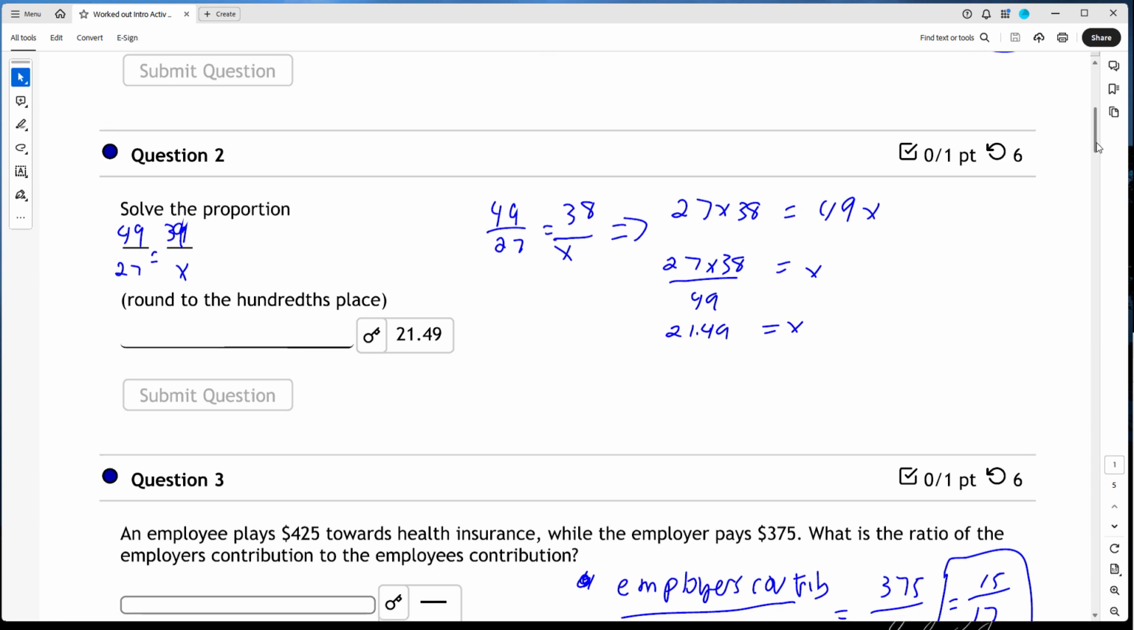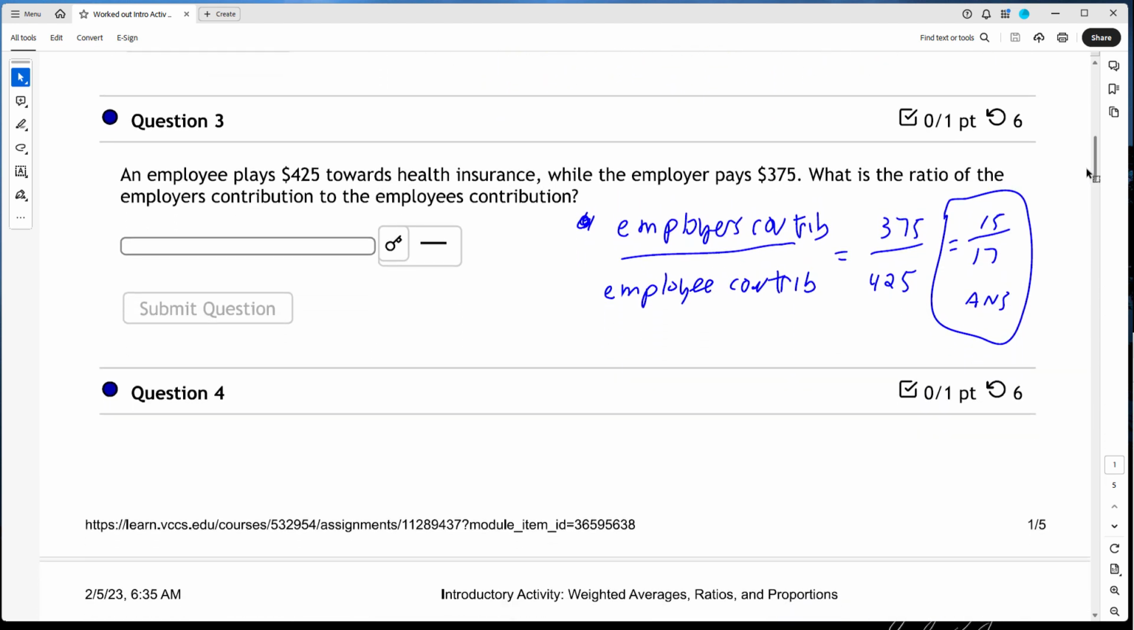Question 3. An employee pays $425 towards health insurance, while the employer pays $375. What is the ratio of the employer's contribution to the employee's contribution? So I have 375 to 425, and as a fraction it simplifies to 15 over 17.